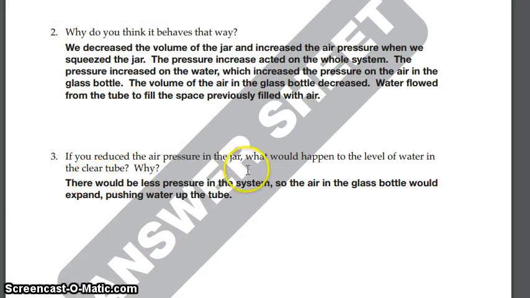Then when we let go of the plastic bottle, the pressure outside the glass bottle goes back down, and that's where the air can expand, push back on the water, and force it back up the tube until the pressures inside the glass bottle and outside the glass bottle are equal.